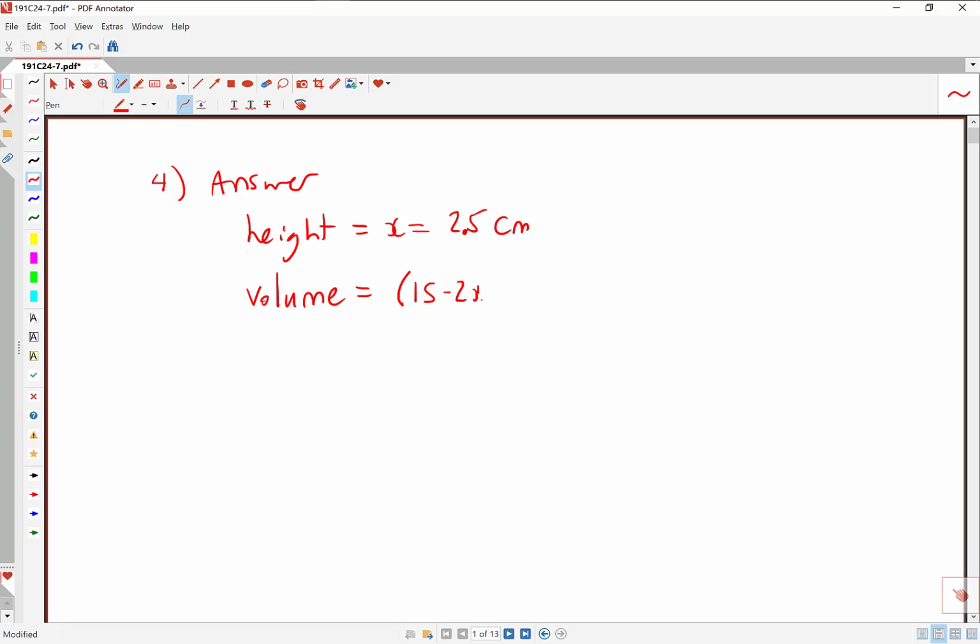It was 15 minus 2x all squared times x. And we're just going to plug our x value of 2.5 into this to get our maximum volume. So plugging in, we'd have 15 minus 5 all squared times another 2.5. So that's going to be 250 cubic centimeters. So that's the biggest the volume can get if we make the best choice of corner size to cut out.